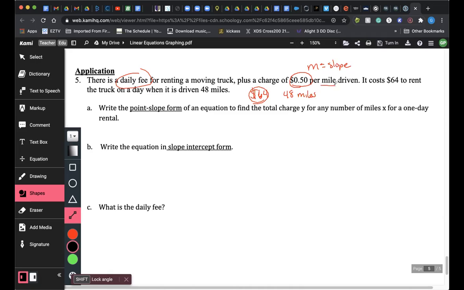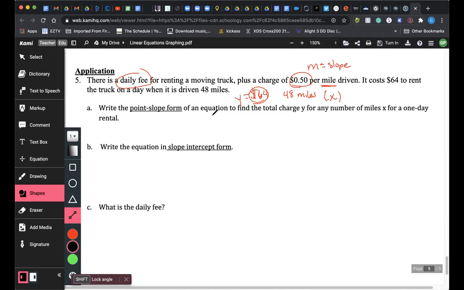If I'm being charged per mile, as you guys have been identifying these things before, my miles are going to be my independent variable, which I always represent as my X. So my 48 miles are my X, and my dependent variable is what I've been charged, so that's my Y.